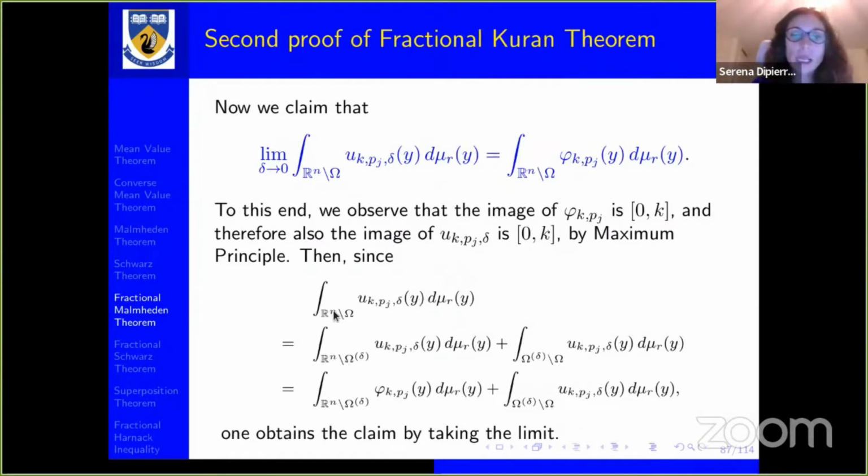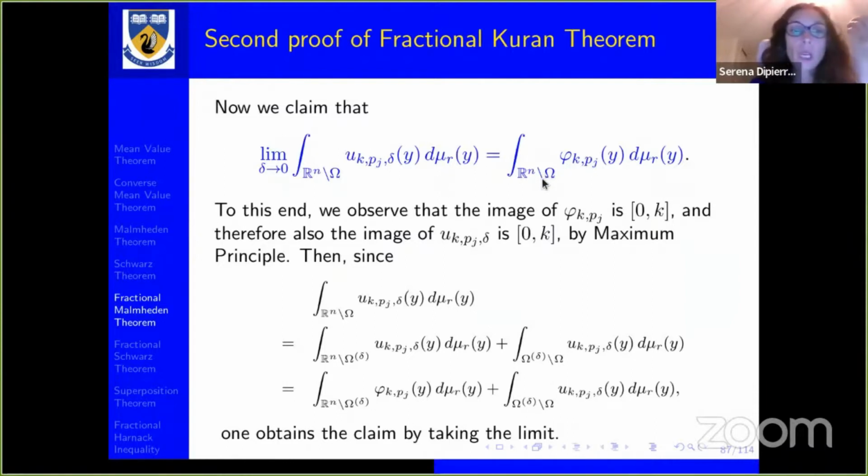This is the idea. So this object here, which is this one in blue on the left, can be split into the integral outside omega delta and then the integral in omega delta minus omega. Now, outside omega delta, UKPJ delta coincides with UKPJ. So this is good. And here I leave omega delta minus omega. Now if I send delta to 0, again, I can essentially apply the dominated convergence and obtain exactly this limit. So this object will go to 0 because omega delta converges to omega, and this object will go to the integral over Rn minus omega.